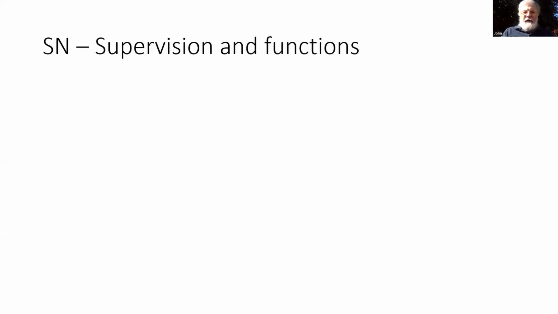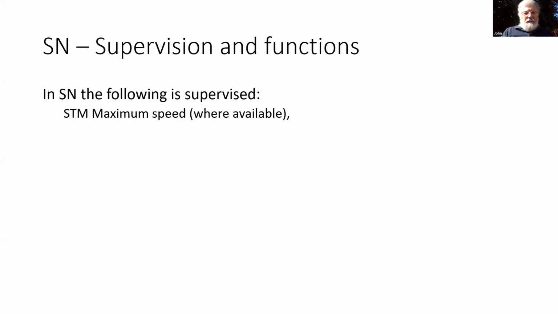So what is supervised and what is available in SN? Well, the only thing that is really supervised is the STM maximum speed. So the Class B system can, if it is so configured, provide a maximum speed to the ETCS, and that will become the ceiling speed for the train.